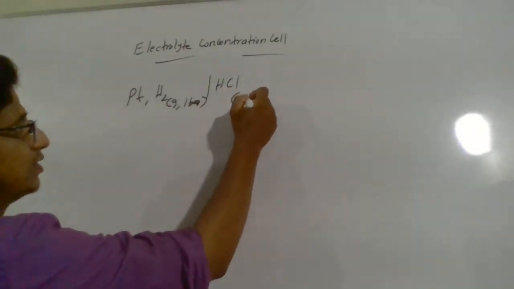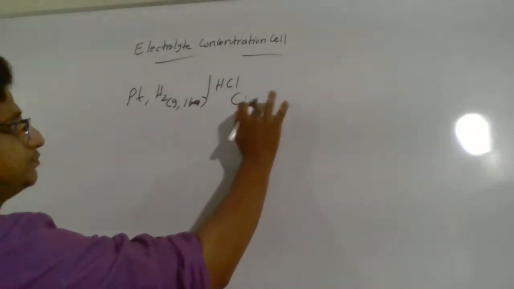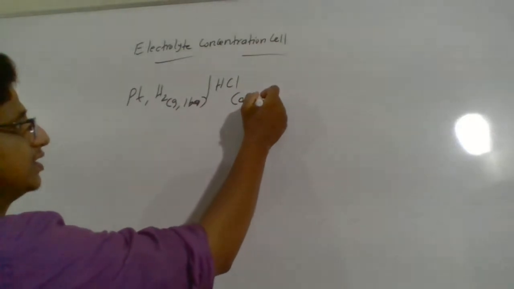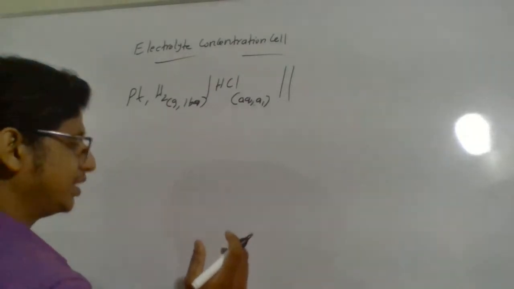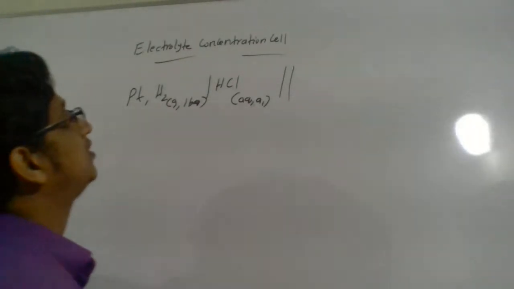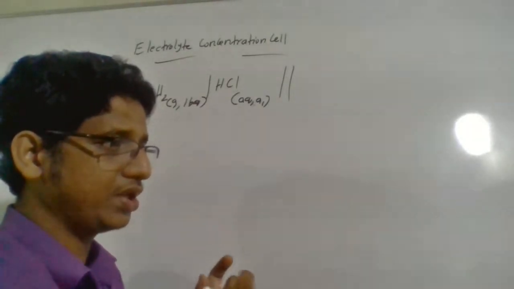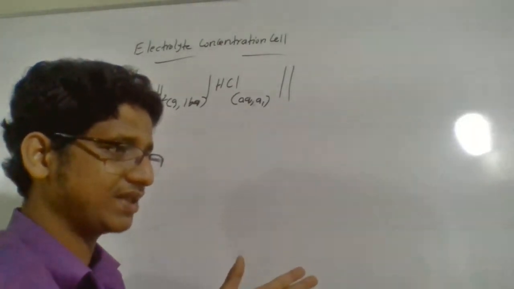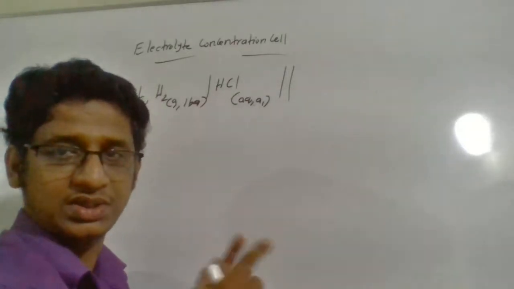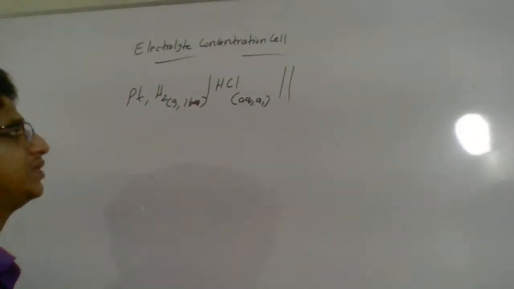that we are using. Let the concentration be A1. Remember it's aqueous, and the concentration is A1, separated by a salt bridge, because here we are first discussing an electrolyte concentration cell without transference. That means there is no direct transfer of electrolyte. Here we separate into two half cells with a salt bridge, so that no real intermixing takes place. So here HCl aqueous A1, which means A1 is the concentration of HCl.